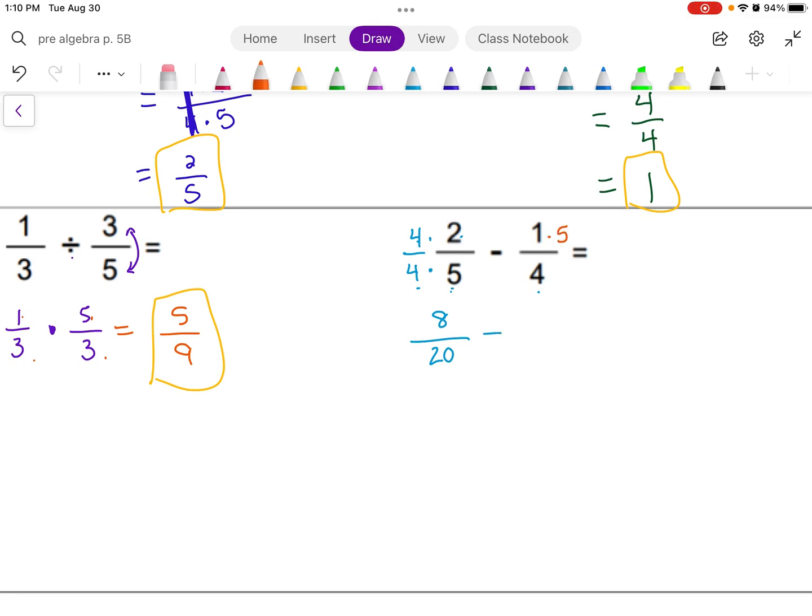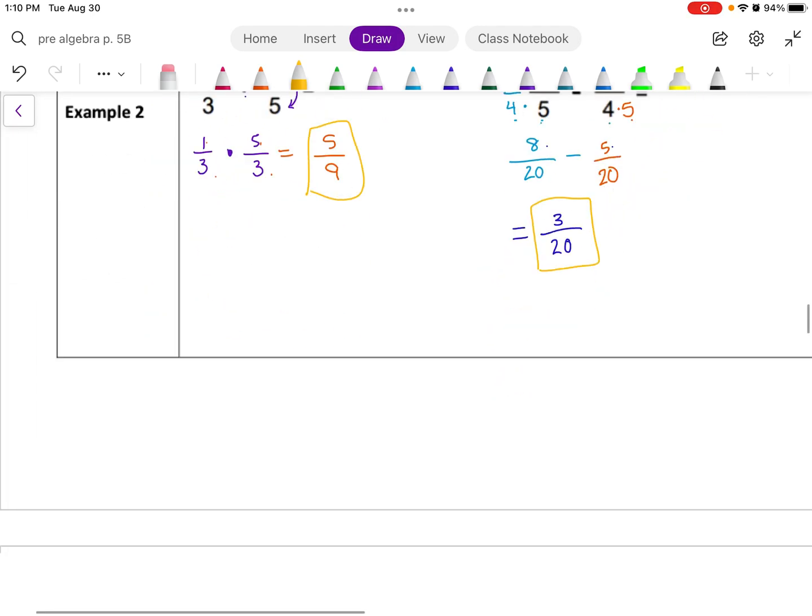And we need to multiply 1/4 by 5 over 5. So 1 times 5 is 5, 4 times 5 is 20. So now we have 8/20 minus 5/20, and since they have a common denominator, we can subtract them. 8 minus 5 is 3, so 3/20 is our answer. 3 does not go into 20, so we do not need to simplify.